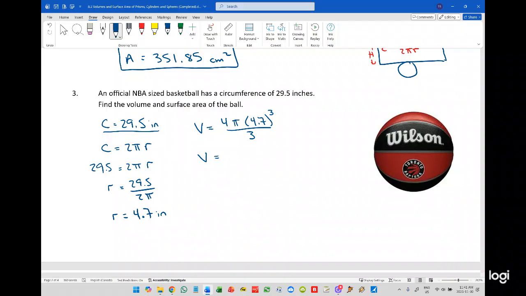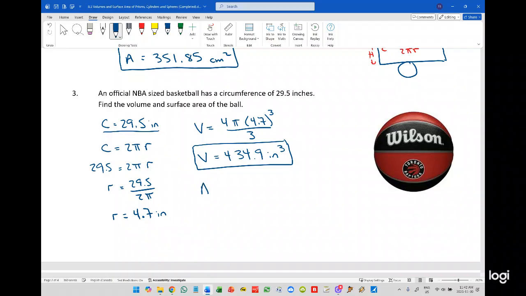So 4 times pi times 4.7 cubed divided by 3 equals 434.9 inches cubed, is roughly what I'm getting. Okay, that wasn't too bad. Again, it's just a matter of you have a formula, use it.